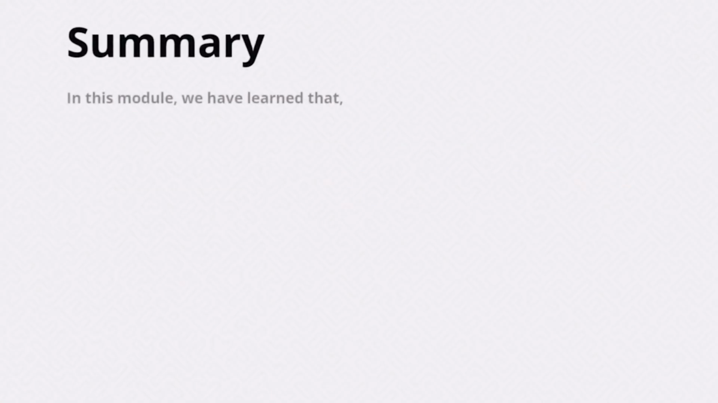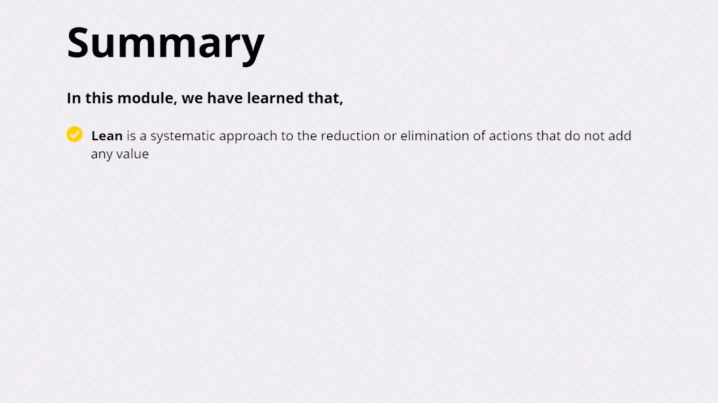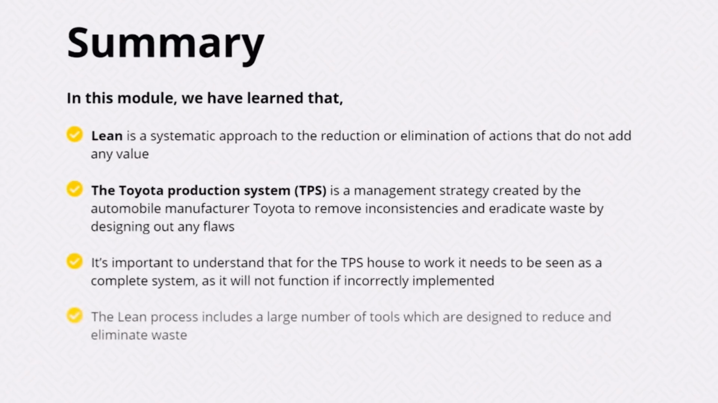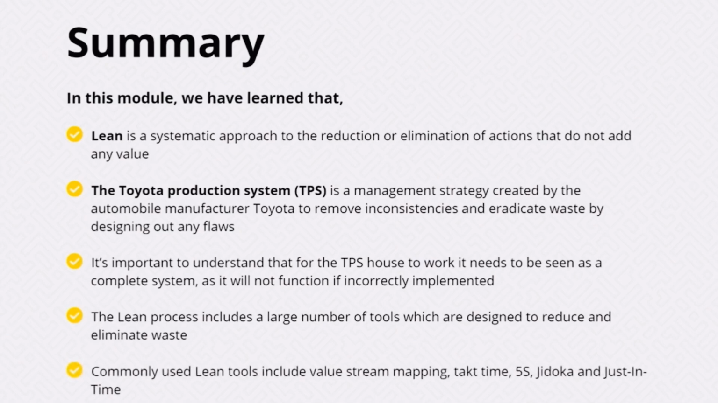Summary. In this module, we have learned that Lean is a systematic approach to the reduction or elimination of actions that do not add any value. The Toyota Production System, TPS, is a management strategy created by the automobile manufacturer Toyota to remove inconsistencies and eradicate waste by designing out any flaws. It's important to understand that for the TPS house to work, it needs to be seen as a complete system, as it will not function if incorrectly implemented.